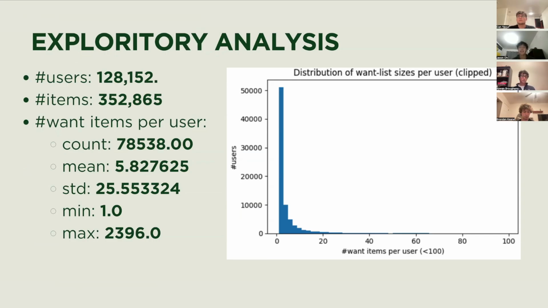To answer this, we calculated the number of want items per user, and the histogram on the right shows the distribution. What stands out is this extremely skewed or long-tailed pattern. Most users have very few want items. The median is literally one item, but then we have a small group of highly active users with hundreds or even thousands of wants. The maximum is over 2,300 want items for a single user.